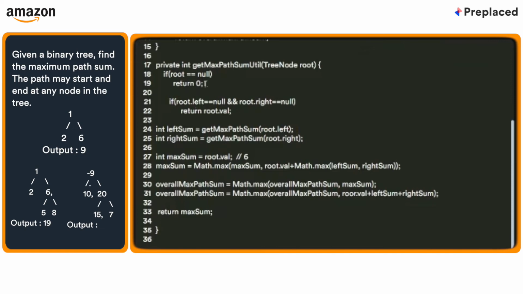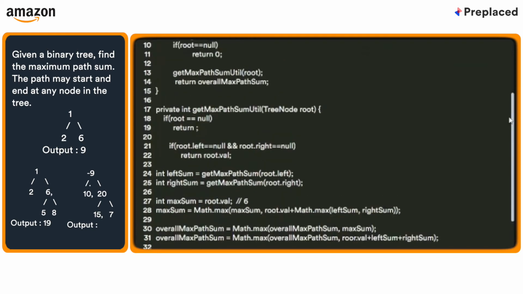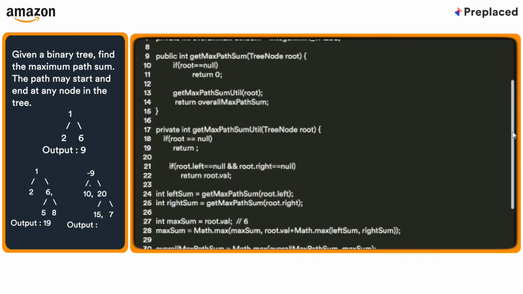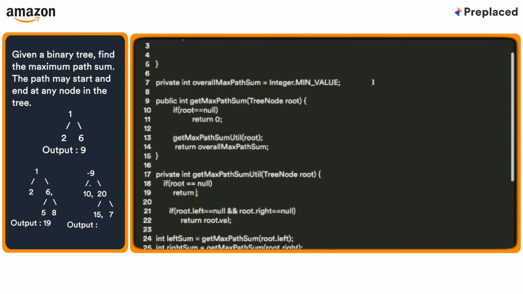So I think I can check if it works for all cases. Check again. I'm thinking some use cases will fail. So here, if the root is null, I will return a minimum value. I think that is one change I need, because some negative value may be the highest.